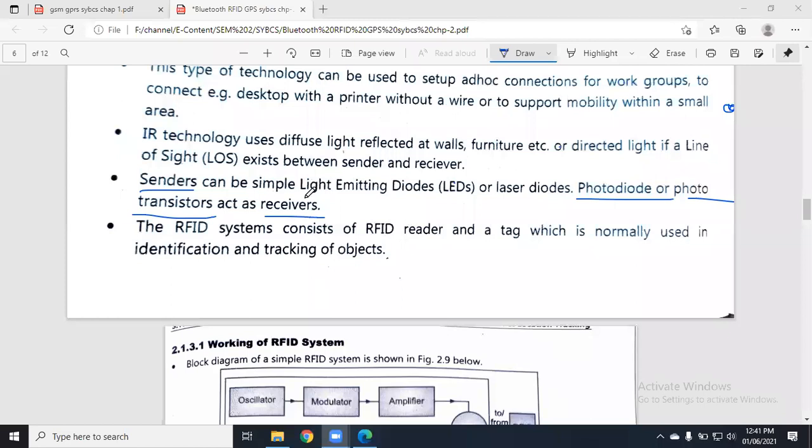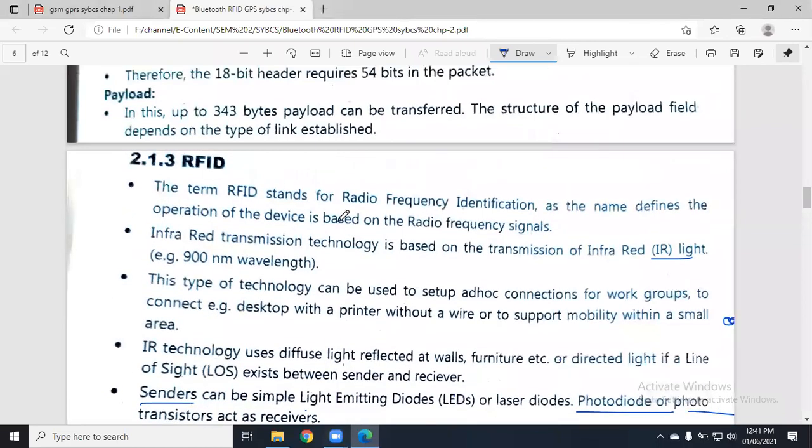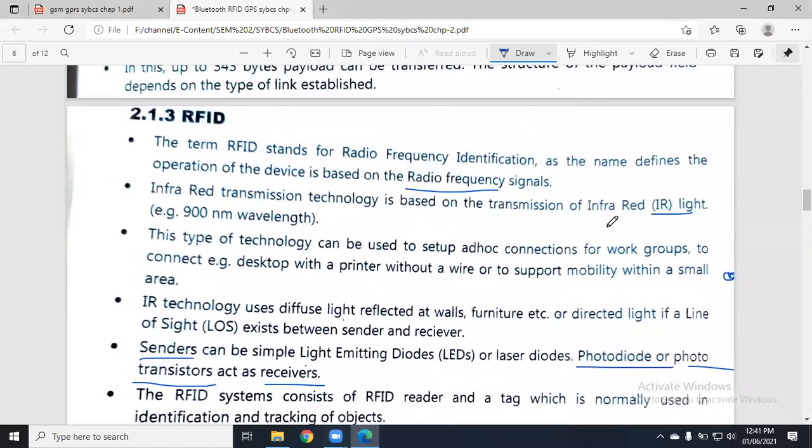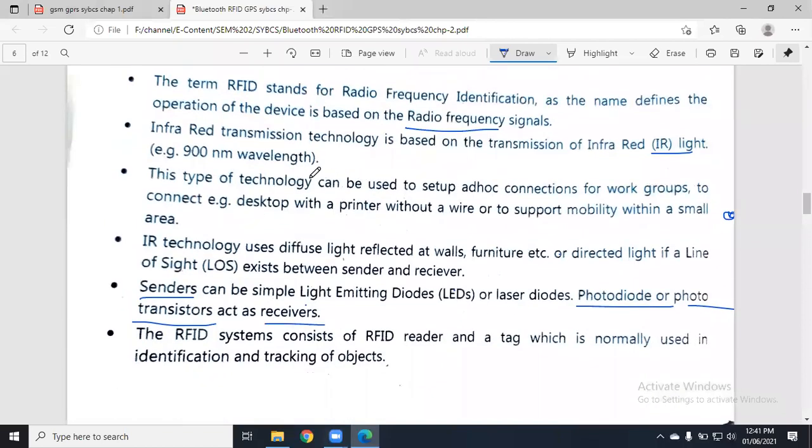So in case of RFID, what is RFID? RFID is a wireless technology in which we are using radio frequency signals. Which type of signal are we using? We are using infrared signal. The wavelength of infrared signal is about 900 nanometer. Now this technology can be used to set up ad hoc connection. The meaning of ad hoc is whenever it is necessary, whenever it is required, you are going to set up the connection.